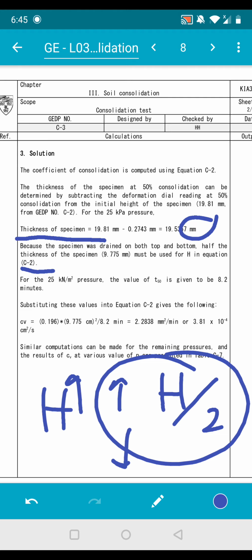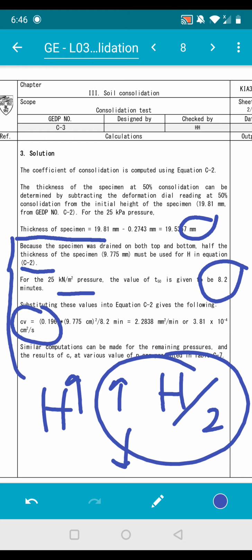Okay, let's calculate for the 25 kilonewton per meter square pressure. The value of T50 is given to be 8.2 minutes. When you substitute this in the formula, you'll get your coefficient of consolidation as 3.81 multiplied by 10 to the power of negative 4 centimeters square per second. Okay, you can repeat this using the same method for the rest of the pressures.